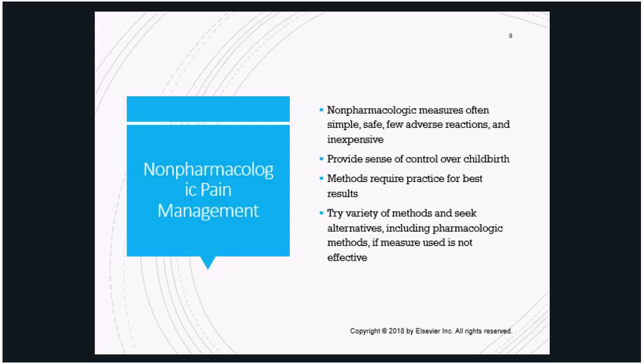It makes a huge difference for a patient that comes in having had a birthing class compared to a patient that has read stuff and just thinks she's going to come in and have a baby with no pharmacological management. They oftentimes fail. Now, there are women that have done well, but the women who know what to expect and are taught in the class how to cope with the pain do a lot better. There is a variety of methods, and you seek alternatives, including pharmacological methods, if the measures used are not effective.